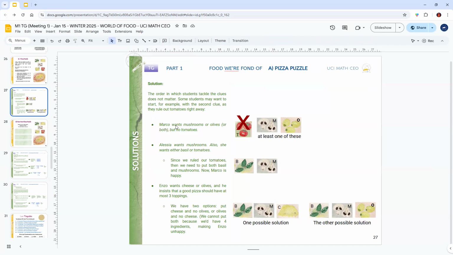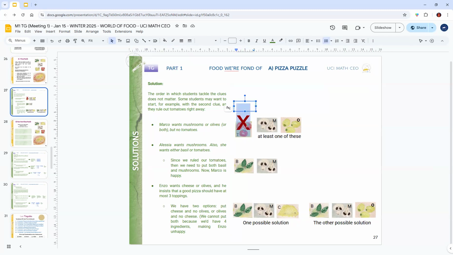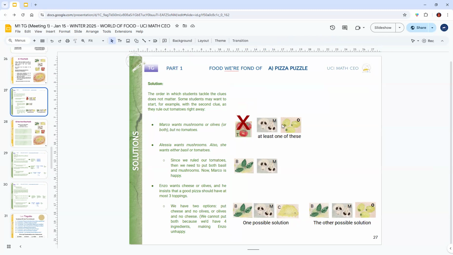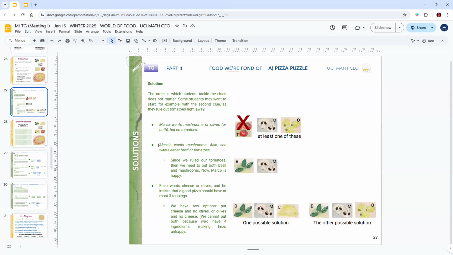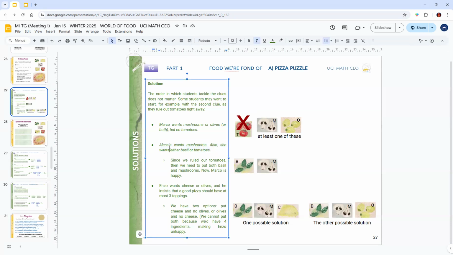So let's see. Marco wants mushrooms or olives or both, but no tomatoes. So they could make a diagram like this, just crossing out the T, for tomato, and then maybe writing M and O together and saying at least one, right? So it could be both potentially. So that's the first clue. So we have a partial pizza that we know has at least one of these 2 ingredients, and for sure no tomatoes. They can read another clue, for example, this one.